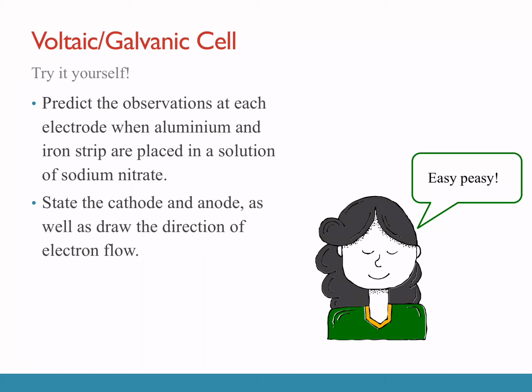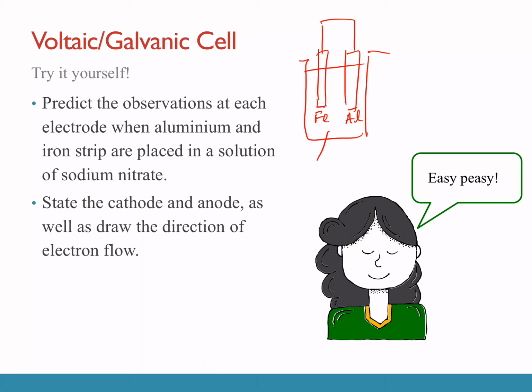So, can you try and predict what will happen when aluminium and iron is placed in a solution of sodium nitrate? Okay, let me just draw it up for you. What do I mean? So here, let's say I have iron, and here I have aluminium. This is a solution of sodium nitrate. What do you think will happen? Which is the cathode and anode, and what is the direction of electron flow?